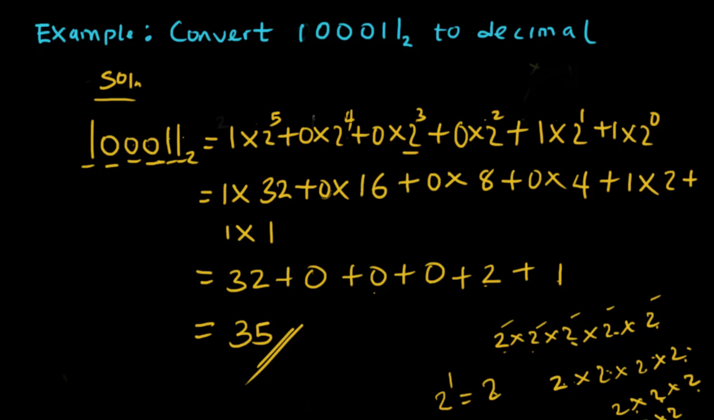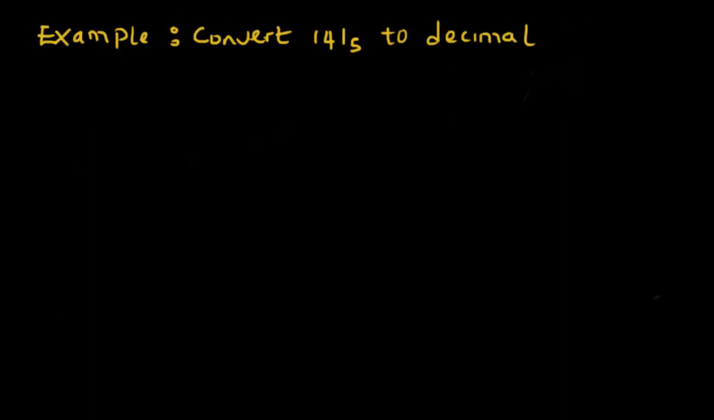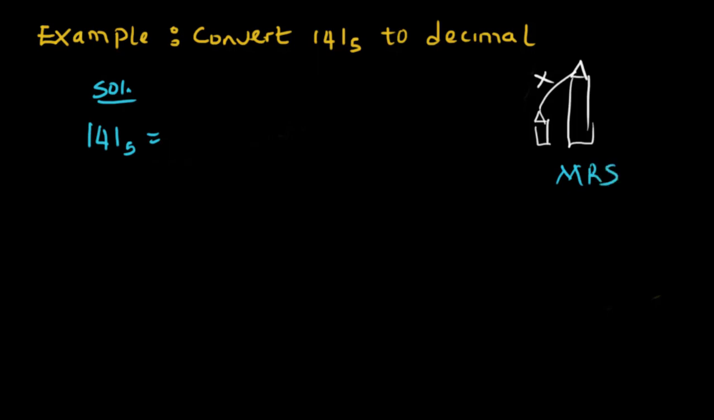Let's take one more example. So we have convert 141 in base 5 to decimal. So don't forget, decimal is the same thing as base 10. Base 5 is a bungalow. Promotion, we multiply. I hope you get that. So let's do this. We have 141 in base 5. So multiply, rank, simplify. 1 times 5 plus 4 times 5 plus 1 times 5.